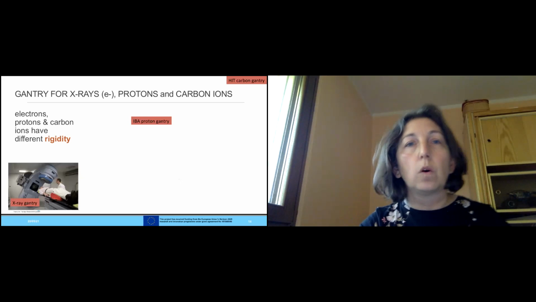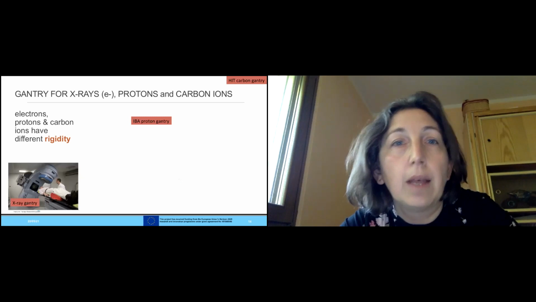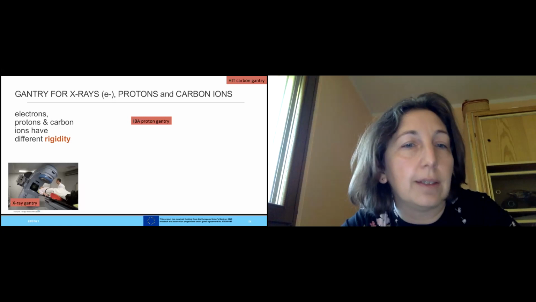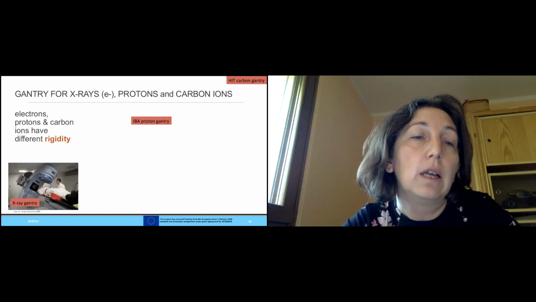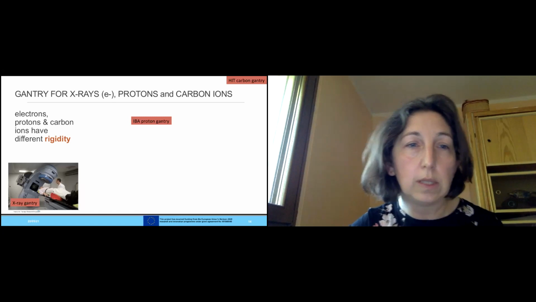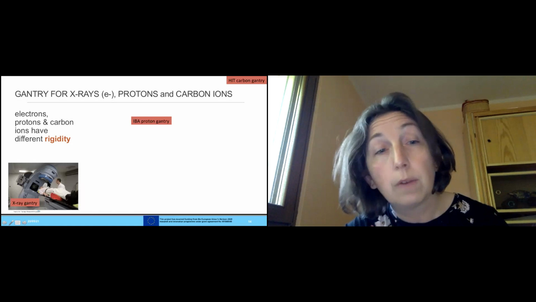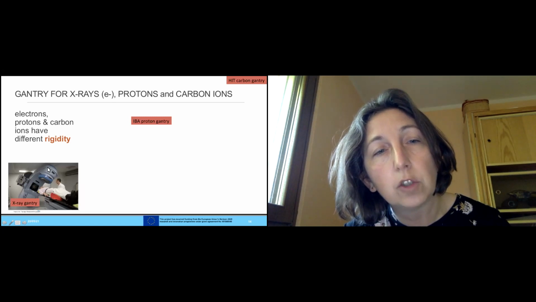Okay, so we have gantries for all kinds of radiotherapy. And here I will show you the difference between gantries for X-rays, where electrons are accelerated and then sent to a target where they produce bremsstrahlung X-rays. And you see this is a typical machine that you have in hospital. The LINAC is actually here inside, and then the beam is transported here, and this is the target, and then we produce X-rays that go to the patient.